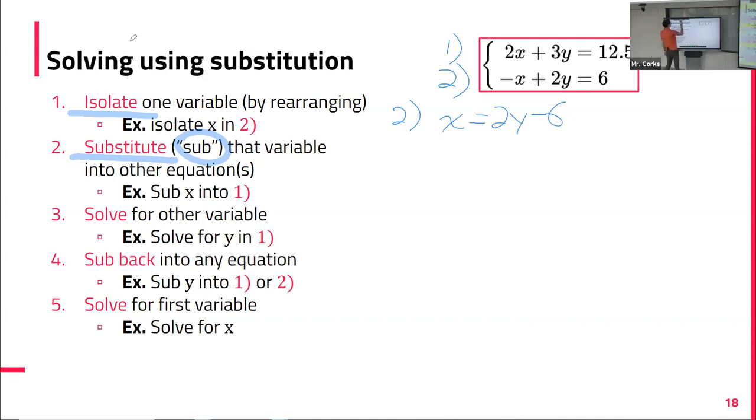Then we substitute into the other equation, take that x value, substitute it into equation 1, which will give us 2 times our x value, which is this 2y minus 6, plus 3y equals 5. And then one equation, one unknown, one variable. It's very easy to solve for y. We just do some simplification and we figure out what that is.